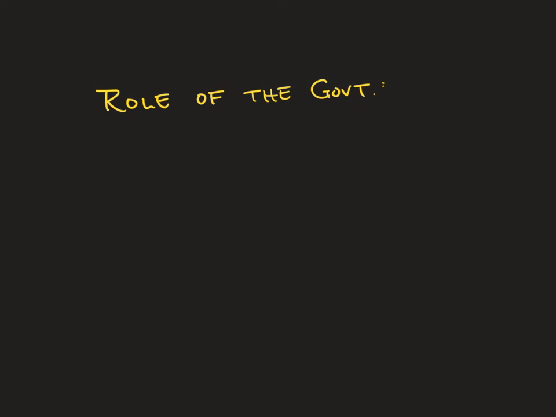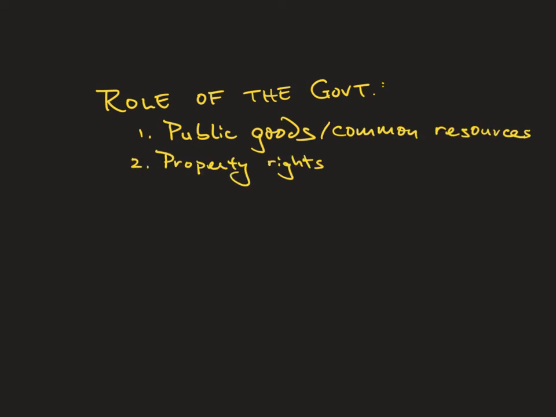Economists recognize that the government has several important roles. One of them is providing public goods, since the market cannot. Along the same lines, the government can manage common resources. Second, the government can establish and protect property rights. The economy would not function if, for example, a farmer did not know that the farmer would have the right to harvest and sell a crop that the farmer planted.